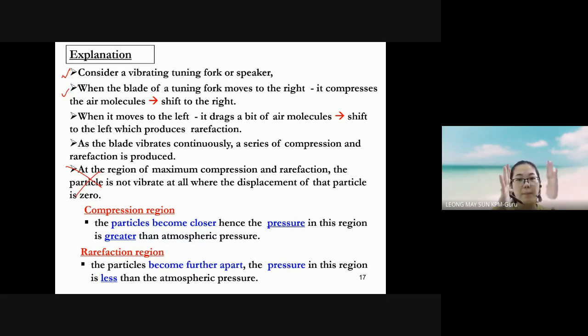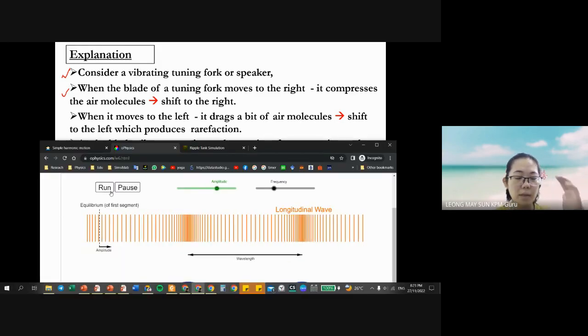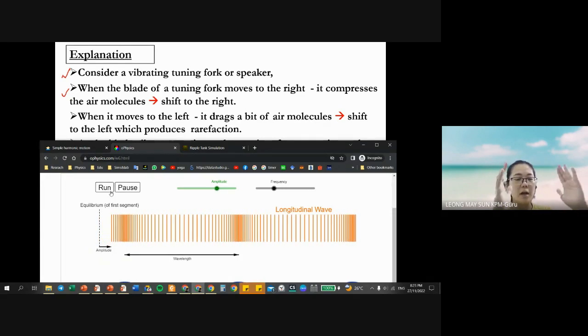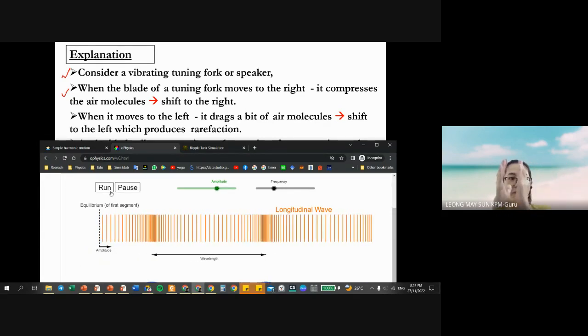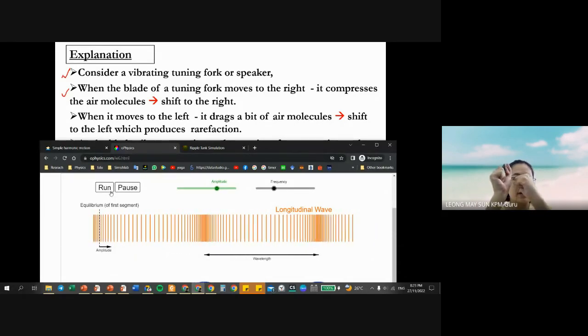All right, it will drag a bit of the air molecules, shifting it to the left, causing the rarefaction part. As the series continues, you will keep getting a compression and rarefaction, compression and rarefaction. The compression part will actually traverse because one air molecule hits another one. All right, this is compressing.